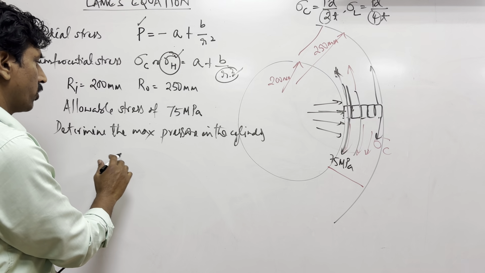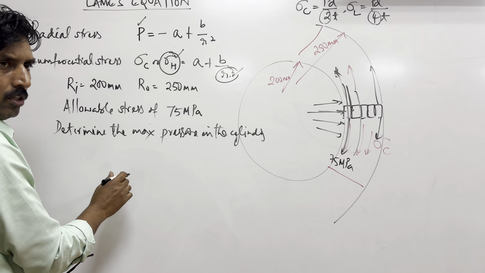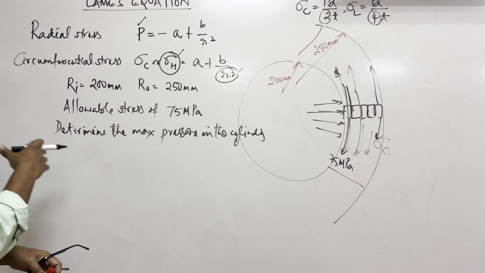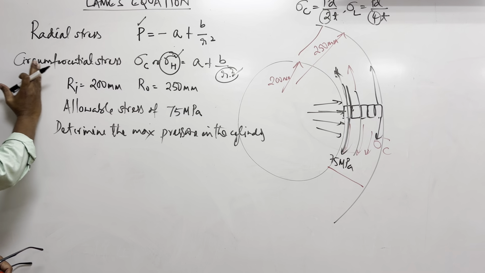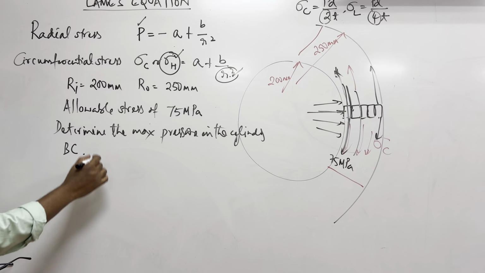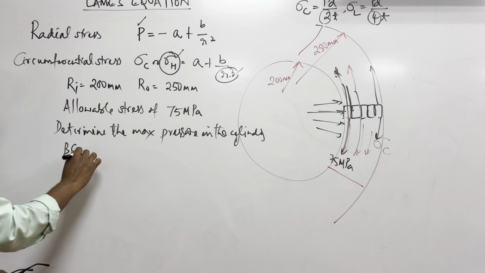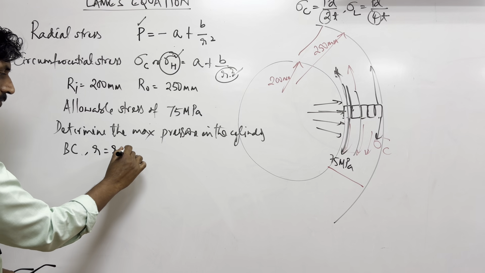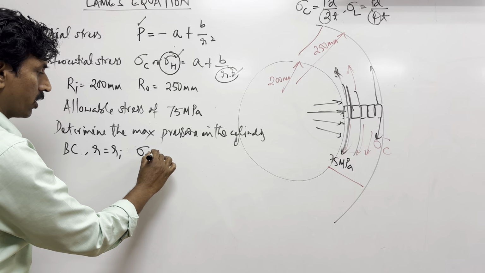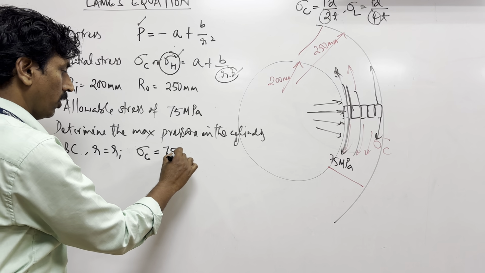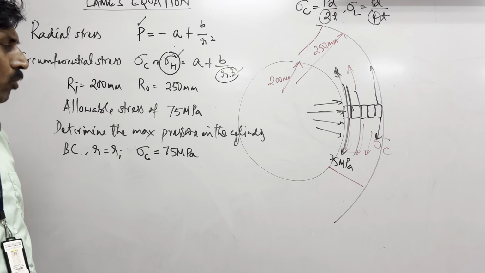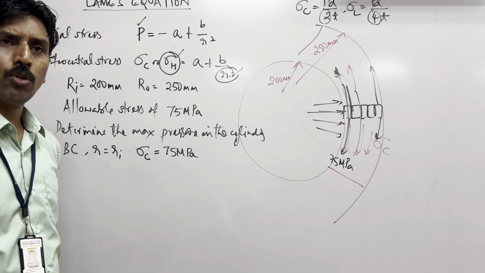So let me write this equation. One boundary condition is this. People write boundary condition as BC. Is this visible? No? Okay. So boundary condition: at r equal to Ri, sigma c, the circumferential stress, is equal to how much? 75 MPa. And you know what MPa is basically. So how do you convert MPa into Newton per mm square?